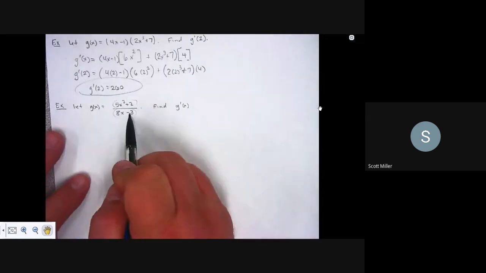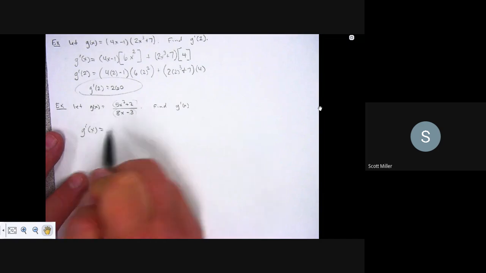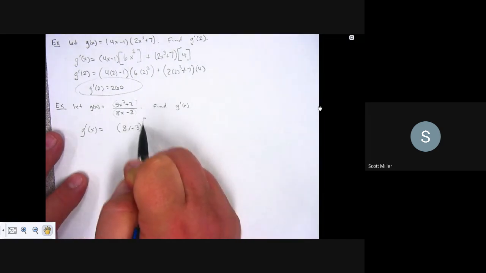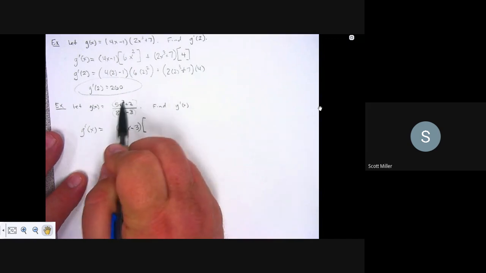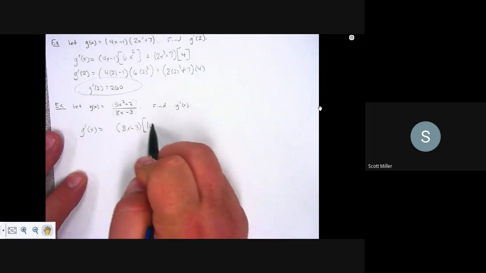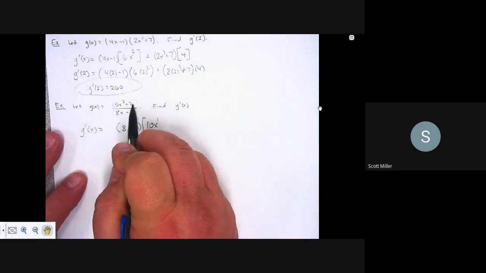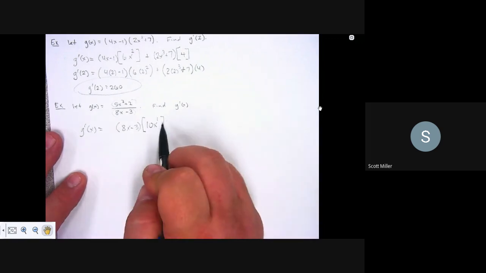So let's look at an example. This is the last example. So here's the bottom, here's the top. G prime of x is the bottom times the derivative of the top. The derivative of the top is going to be 2 times 5, which is 10. Lower the power by 1. The derivative of the constant is 0. That's my derivative, dx dx.